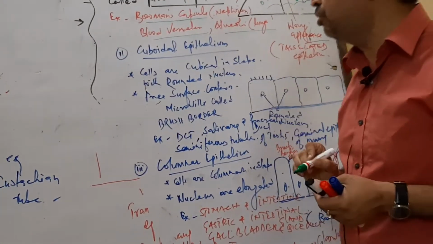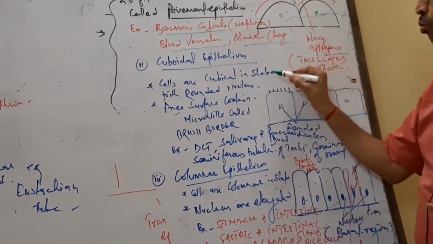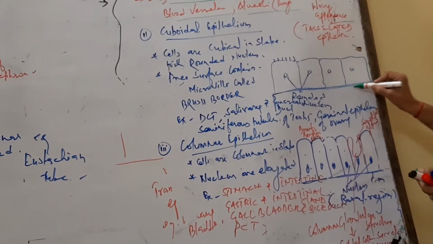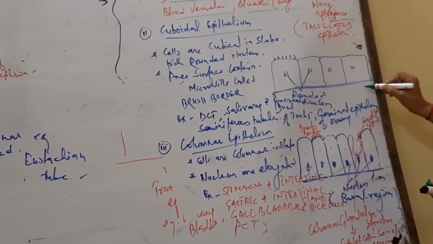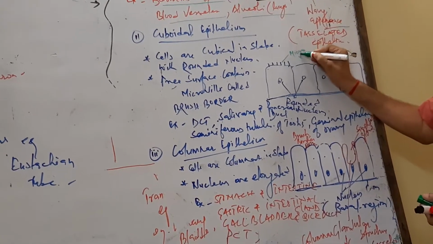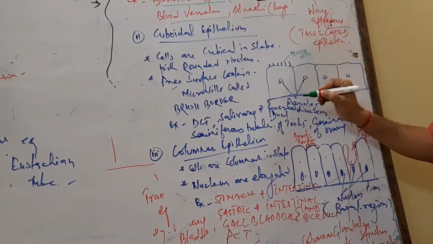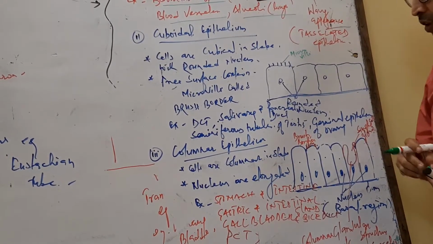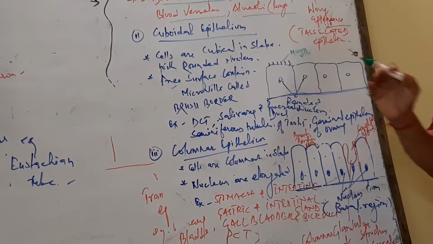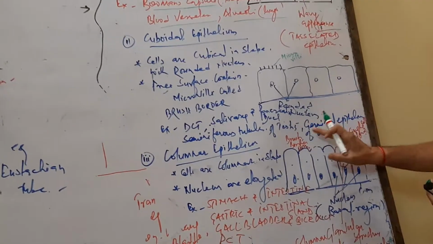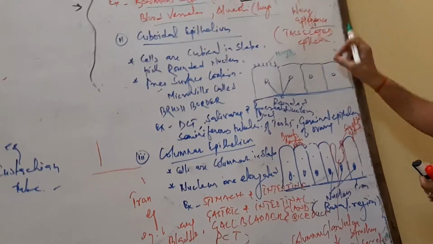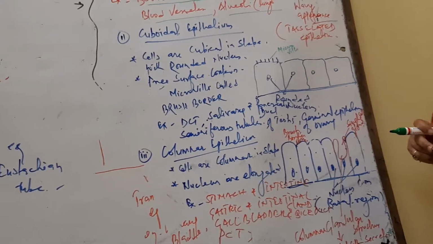Now we come to cuboidal epithelium. The cells are cuboidal with a rounded nucleus and rest on the basement membrane. If microvilli are present, it is called brush border. It is present in the DCT of the nephron, salivary and pancreatic ducts, seminiferous tubules of testes where the germinal cells are produced, and the germinal epithelium of ovary. These are where cuboidal epithelium is present.